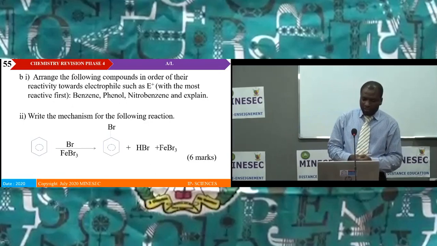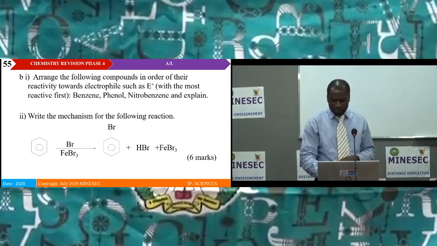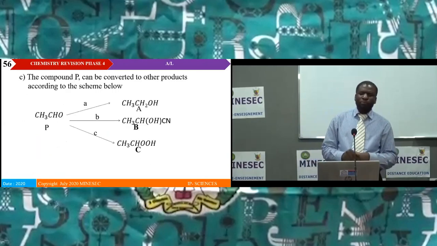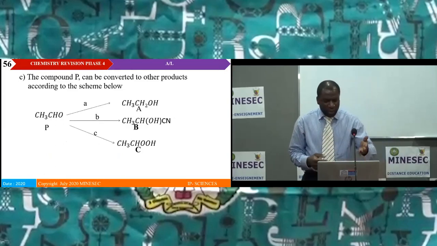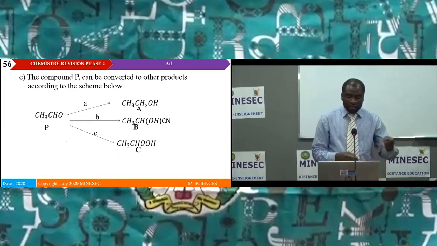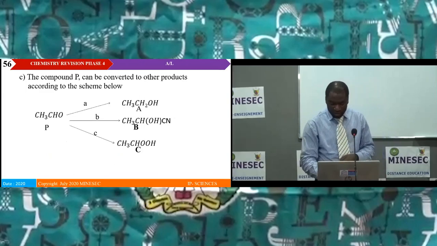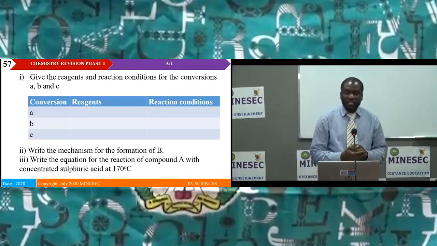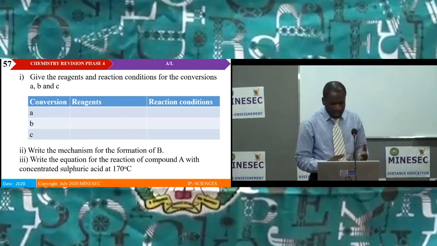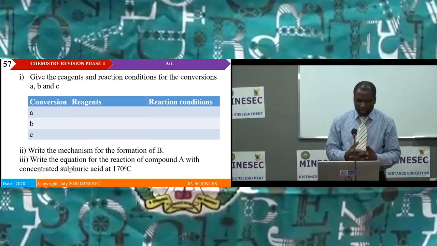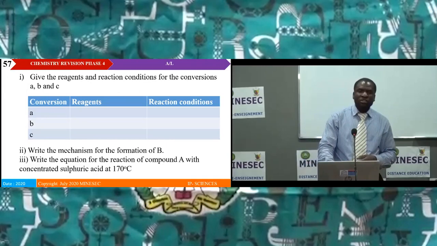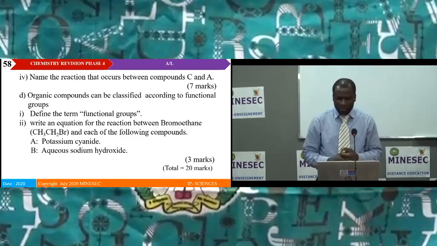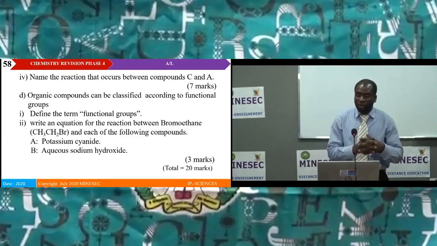Write the mechanism for the following reaction. So we're converting benzene to bromobenzene. C, the compound B can be converted to other compounds according to the scheme below. So you have compound B, reagent A gives us compound A, reagent B gives us compound B, and reagent C gives us compound C. Give the reagents and reaction conditions for the conversions A, B, and C. Roman 2, write the mechanism for the formation of B. Roman 3, write the equation for reaction of compound A with concentrated sulfuric acid at 170 degrees Celsius. Name the reaction that occurs between compounds A and C.